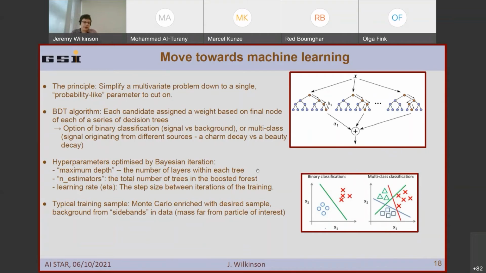And then typically our training sample will be, we perform a Monte Carlo simulation using the Pythia framework of the desired particle decay, followed by Geant, which simulates the passage of the particle through the various layers of the detector and the detector responses. And then we take our background sample from what we call the sidebands in the data. So these are randomly constructed pairs of particles that are from real data but have a mass that's far away from the particle of interest.